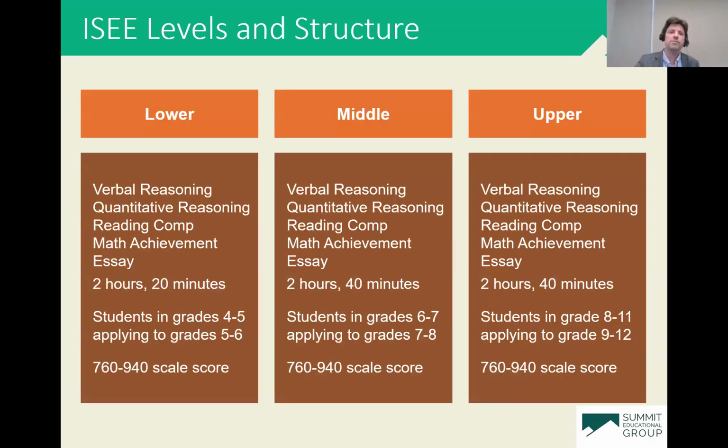There are three different levels for the ISEE. Again, it depends on the grade that your student is applying into. So students who are applying into fifth and sixth grade, you're looking at that lower level ISEE. Students who are applying to seventh and eighth grade, so currently in or will be in the fall in sixth or seventh grade, will take the middle level ISEE. And then students applying to high school, same thing we saw with that upper level SSAT: students applying to ninth, 10th, 11th, or even 12th grade are going to be taking that upper level ISEE.